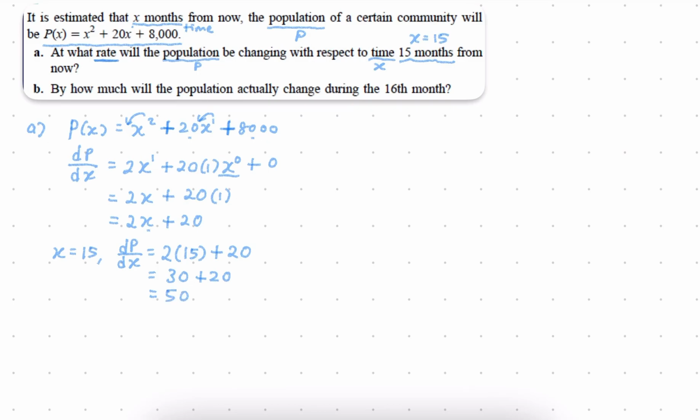But here we need to put in a measurement unit because this question is an application question. Then we ask ourselves, the one on the top here, the P stands for population. Population, the unit that we use is people.